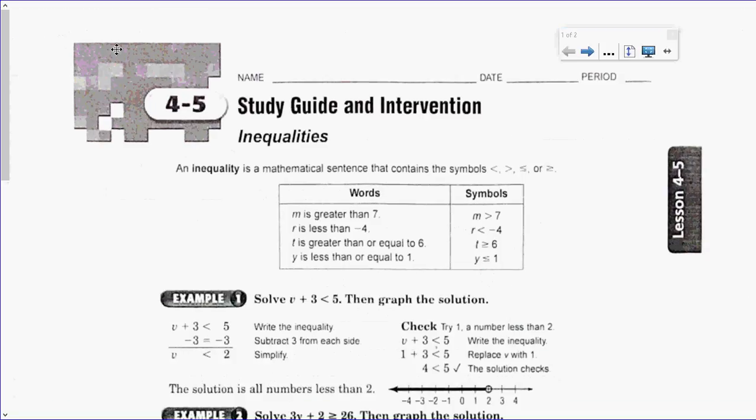Everyone, this is an introduction to inequalities. So this is not in your workbook, but you have the worksheet in front of you. And we're going to talk real quick about the basics of inequalities, what they are, how to graph them, all that good stuff.